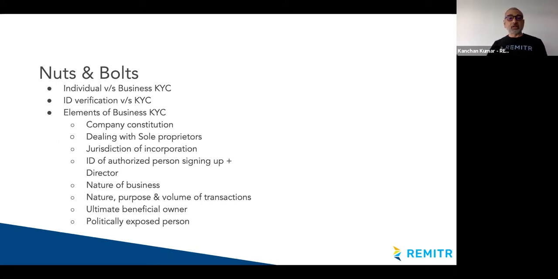It starts with company constitution, whether it's an incorporated company or a partnership; different countries have got different kinds of constitutions. In the US, you would have a C corp and an S corp. In some countries you would have an LLC, a one person company, a proprietary structure, sole proprietors. Some countries have registered sole proprietors, some places sole proprietors need not be registered.